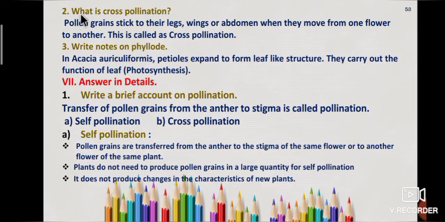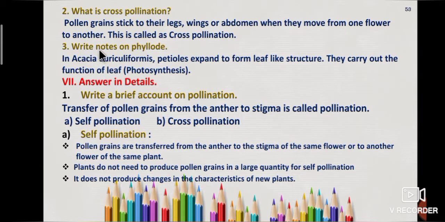Second question, what is cross-pollination? Pollen grains stick to their legs, wings or abdomen when they move from one flower to another. This is called cross-pollination.